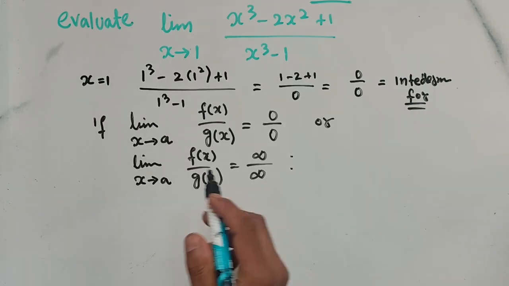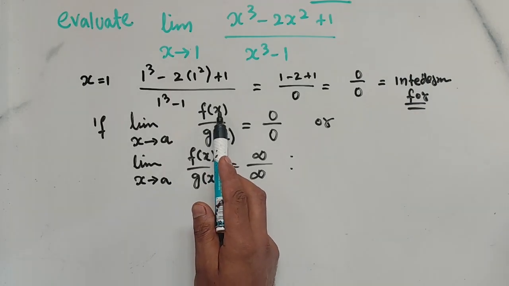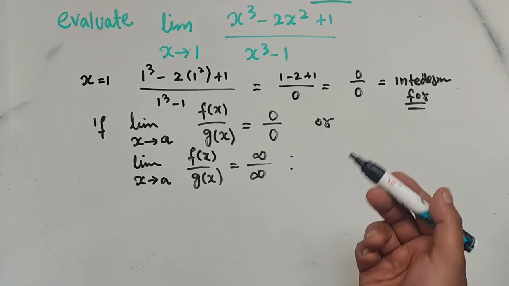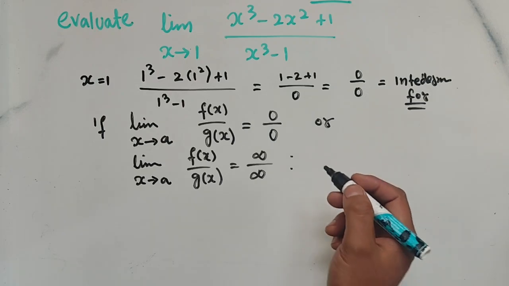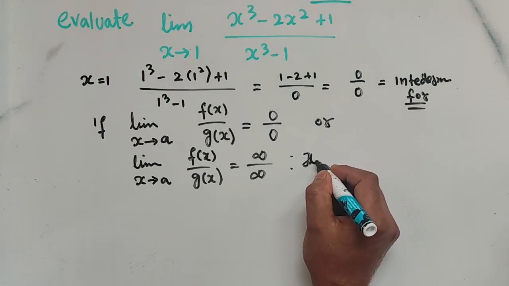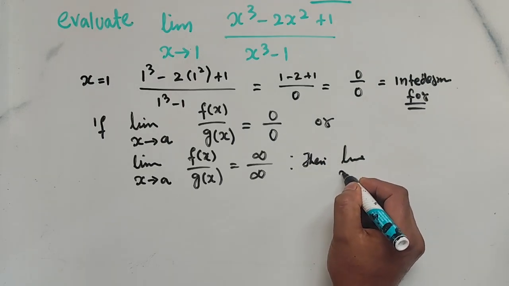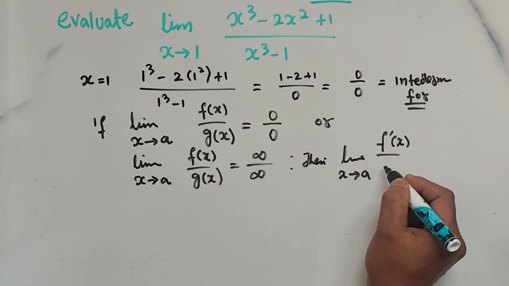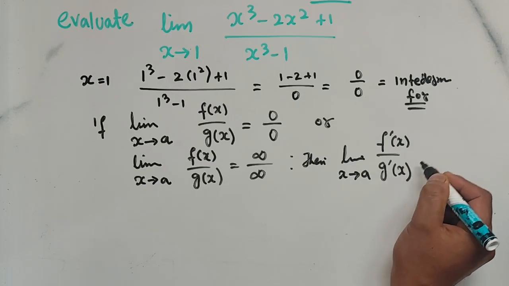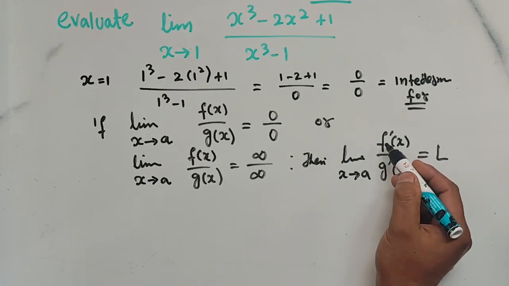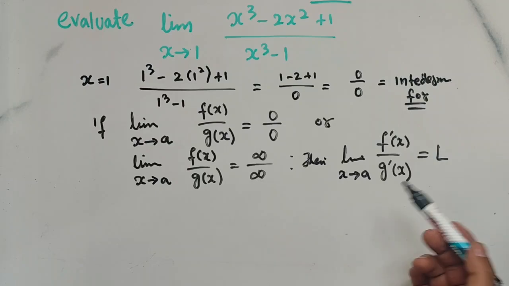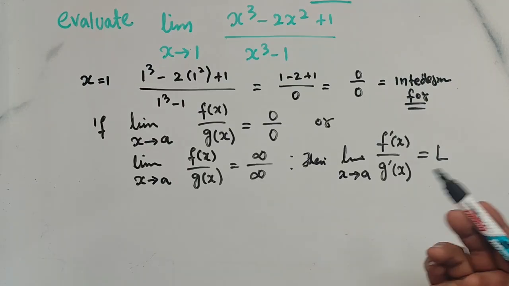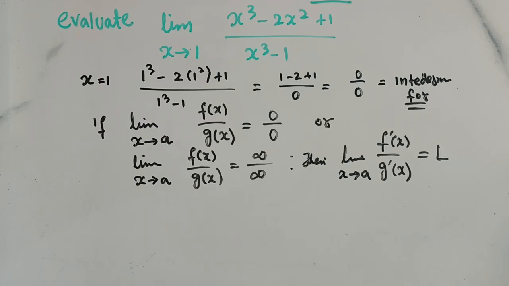It says you continuously differentiate the numerator function and denominator function till the limit exists. So what will we do then? The limit as x approaches a of f prime x upon g prime x will be equal to L. If the first derivative doesn't give us the limit, then we take the second derivative and so on. So this is the basic essence of L'Hopital's Rule.